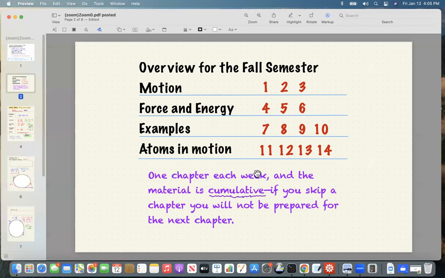There's about 1 chapter each week, and the material is cumulative. You depend on the previous chapters for each new chapter. So don't skip a chapter, because then you won't be well prepared for the next chapter.